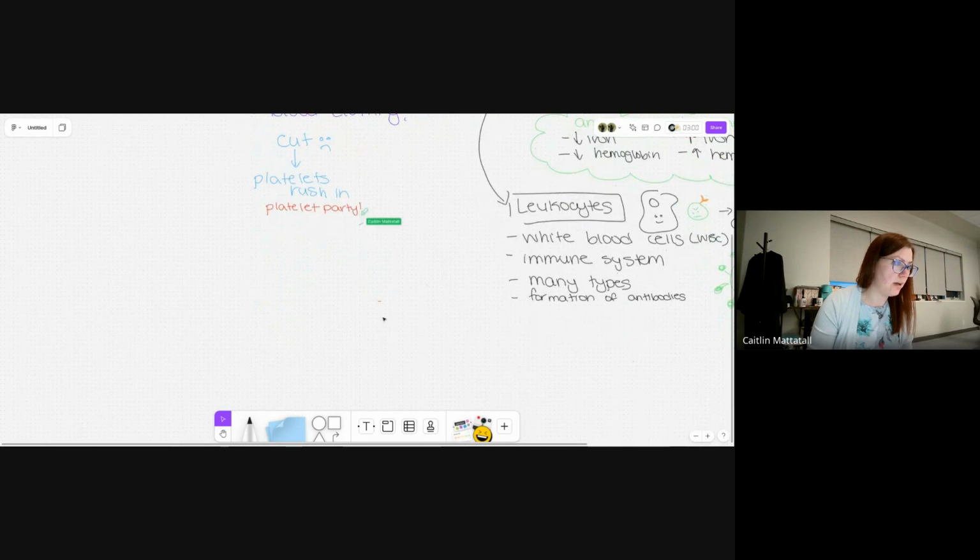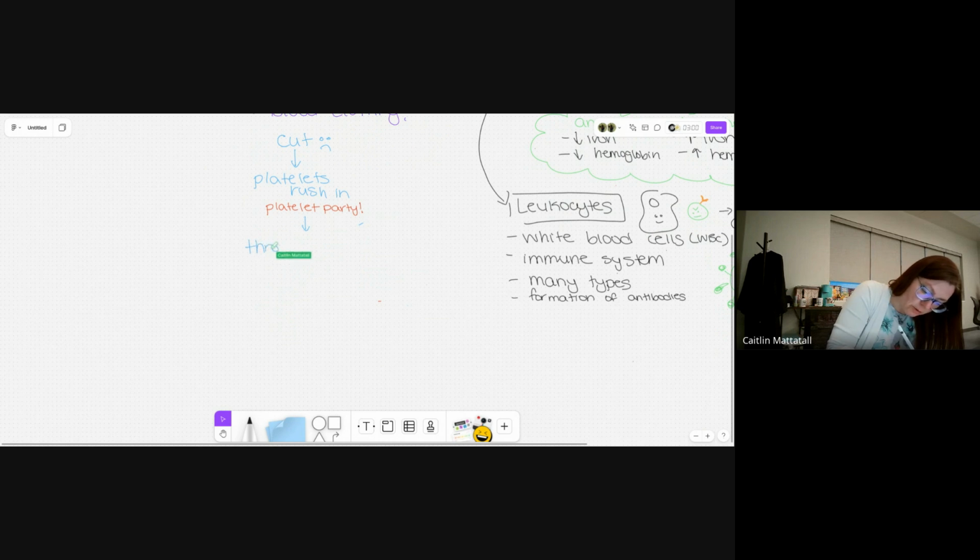we are going to have a series of events that happen. I have a couple ways to remember it, but it's just something that you have to continue to write down until you memorize it. After the platelets rush in, that is going to activate a protein called thromboplastin. Thromboplastin is going to bind with calcium. And when that happens, that activates a different protein called prothrombin. Prothrombin is going to activate another protein called thrombin.